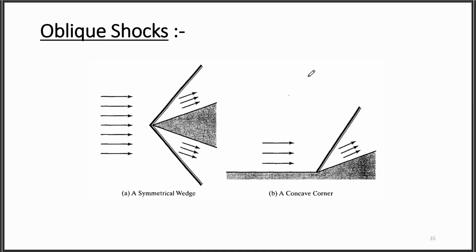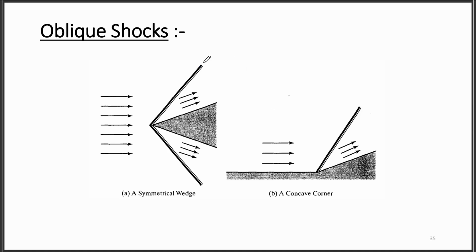Any doubt in the problem? Then we'll see what is oblique shock. Let's say flow is happening through the wedge, when flow is turning toward itself, or there is one concave corner, where also flow is turning toward itself. Then the shock wave which will form will be the oblique shock, as shown in the figure.